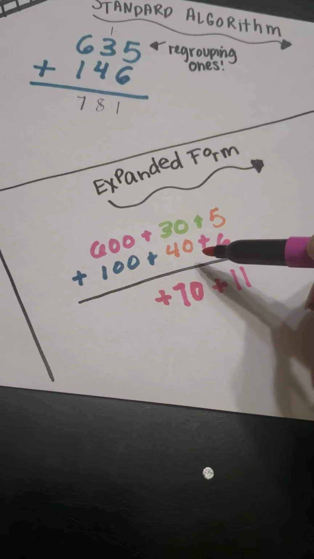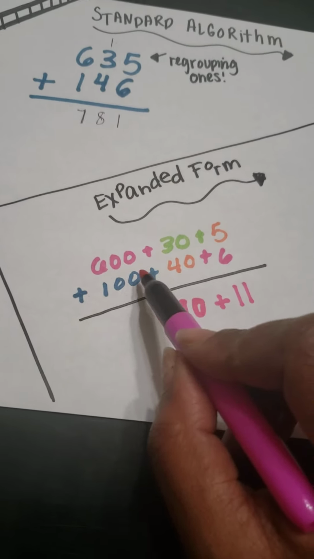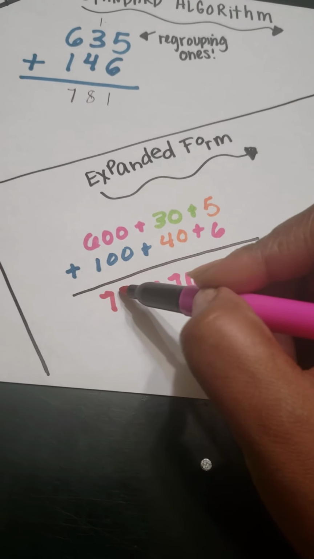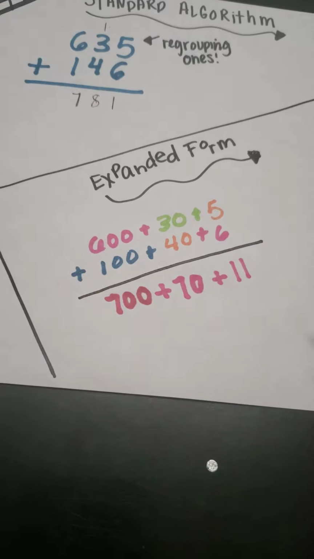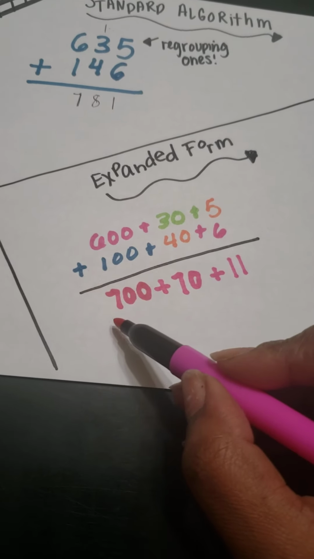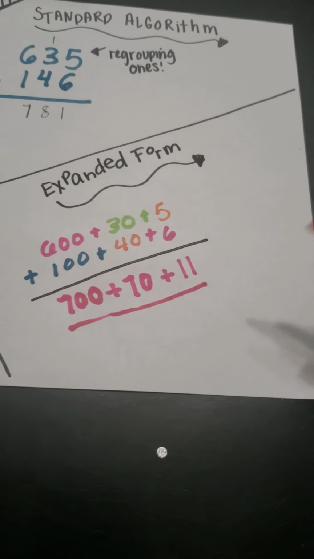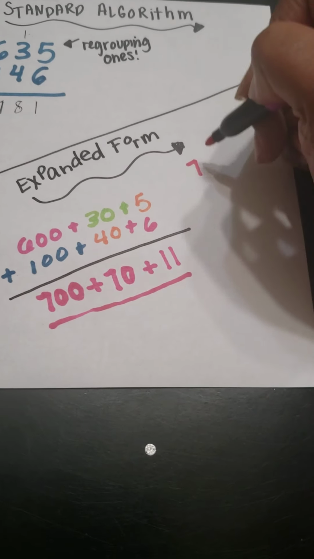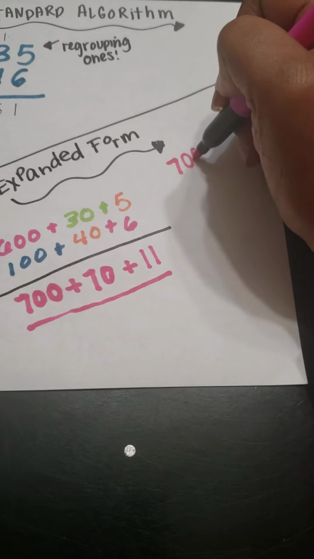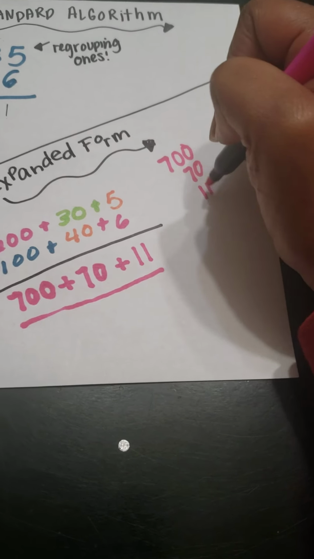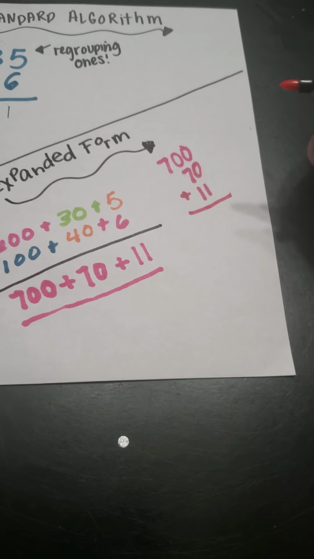Similarly, like the 30 and the 40, we can think about, oh, I don't know what 600 plus 100 is, but I know what 6 plus 1 is, and that's 7. So 600 plus 100 is 700. Then I take all 3 of my numbers below and I add those together. Now this does involve a couple more steps, but if you can do it this way, it really shows that you have mastered the skill.